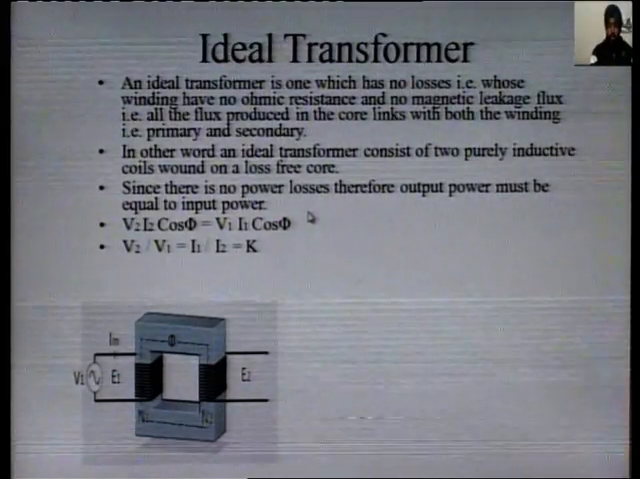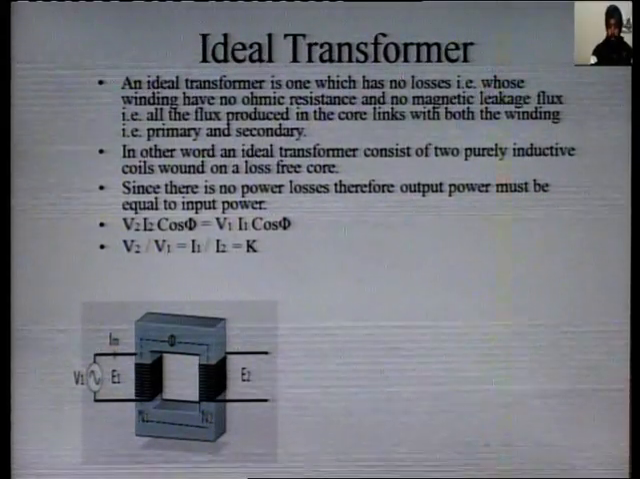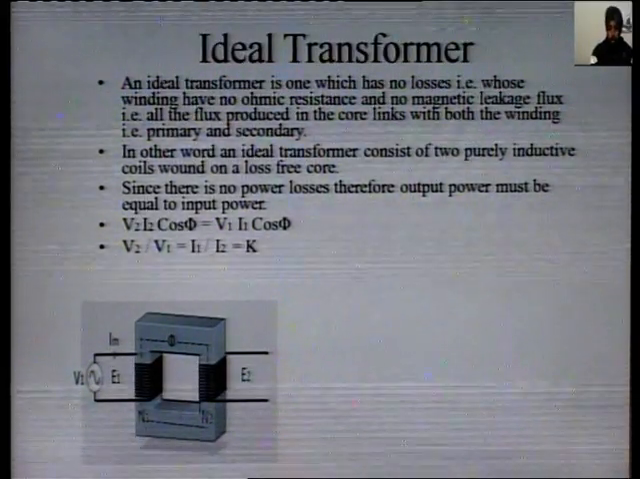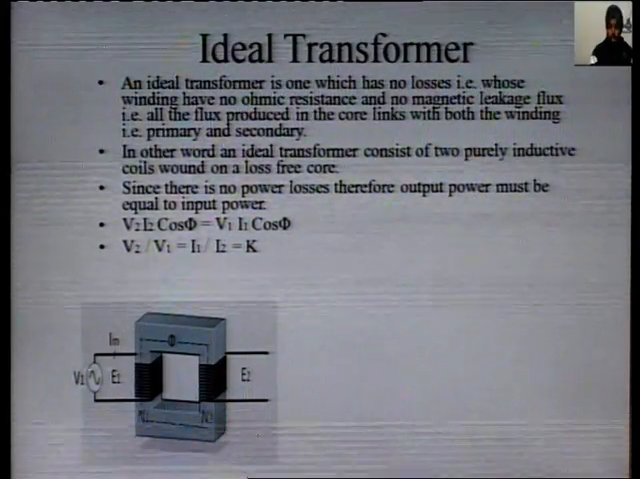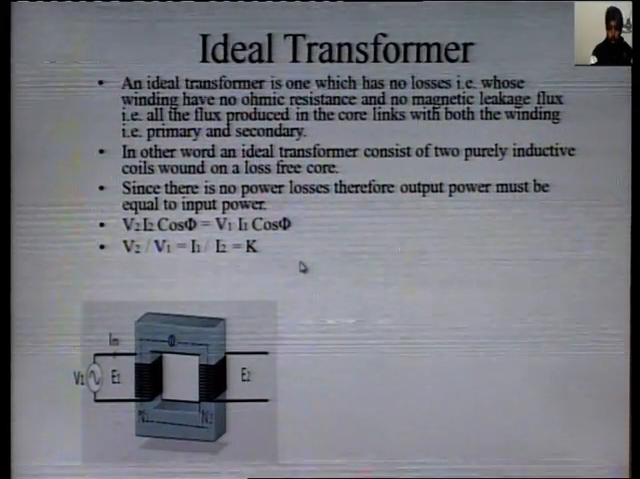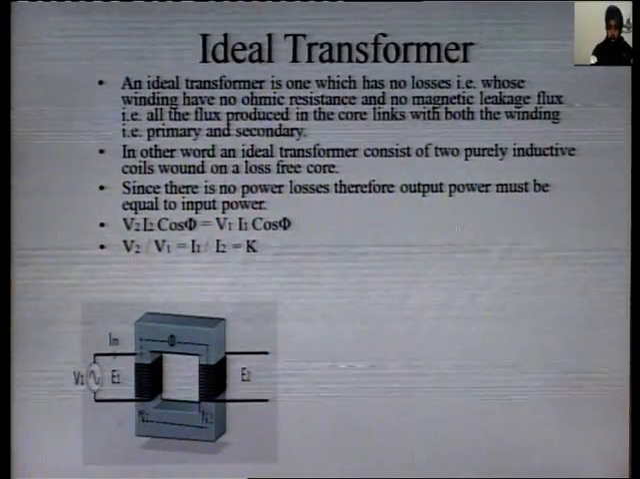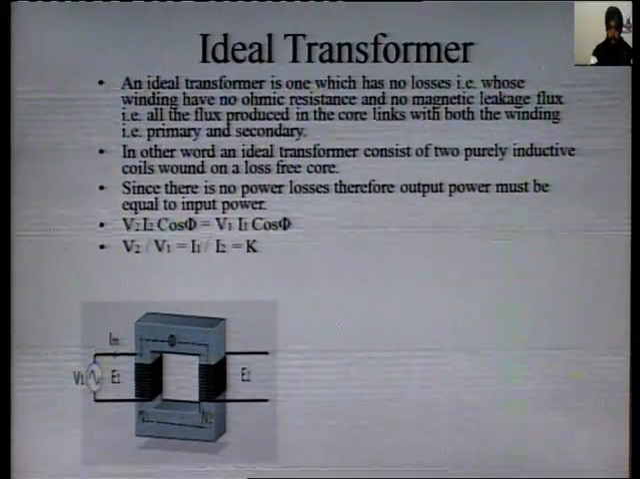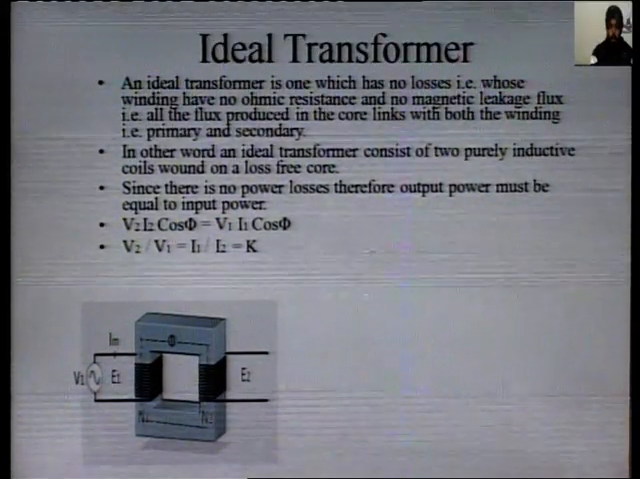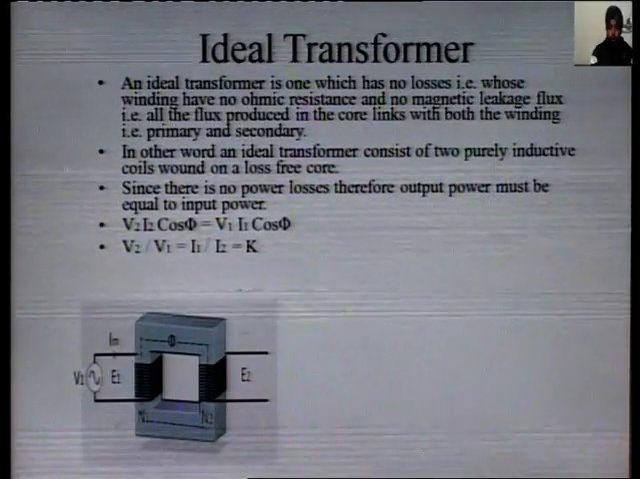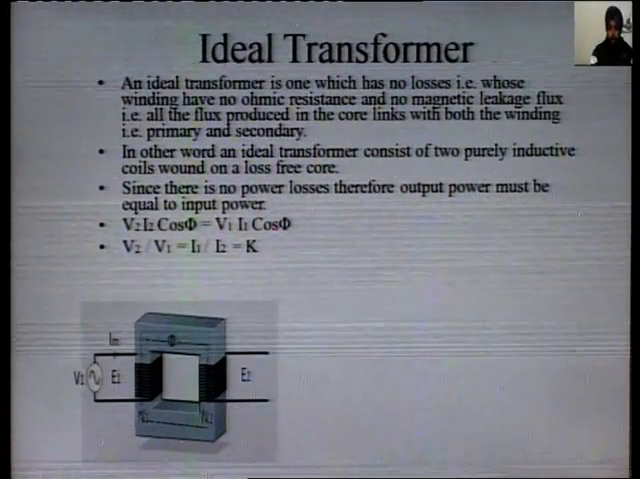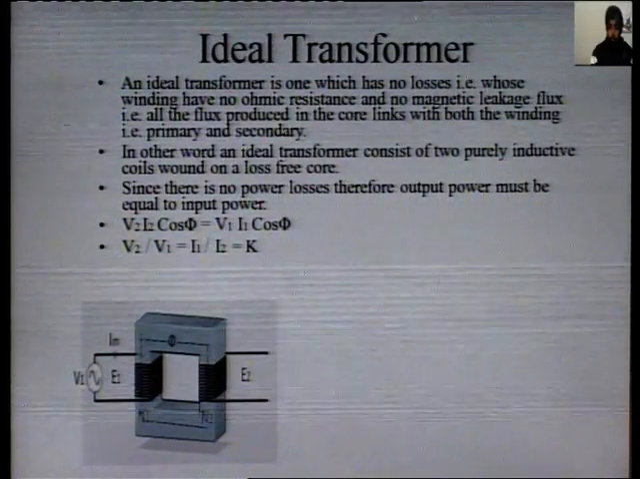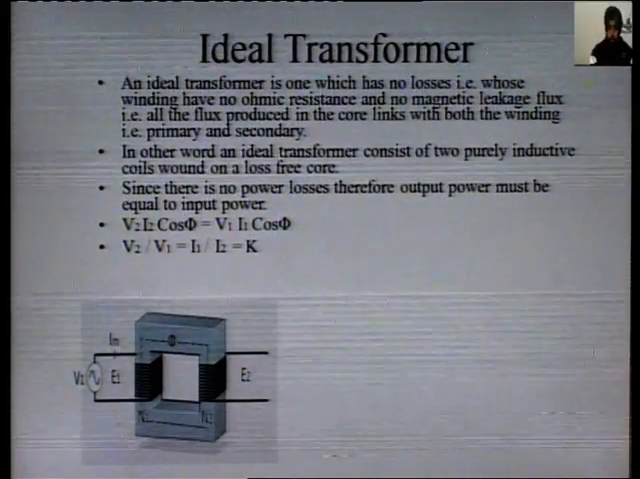Now, to understand the transformer, we will first discuss the ideal transformer. An ideal transformer means a transformer having no losses, but no transformer exists having no losses. An ideal transformer is one which has no losses, that is, whose windings have no ohmic resistance and no magnetic leakage flux. That is, all the flux produced in the core links with both the windings, that is primary and secondary. In other words, an ideal transformer consists of two purely inductive coils wound on a loss-free core.